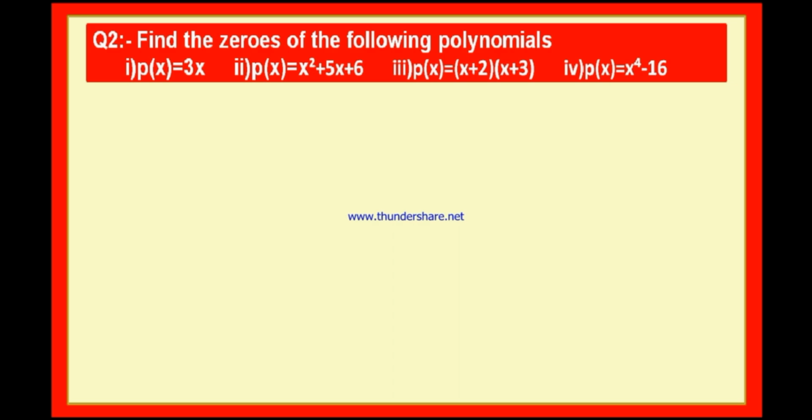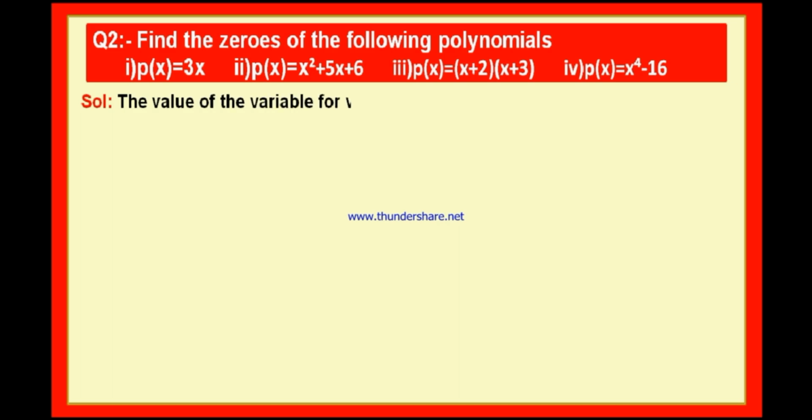I shall repeat. Find the zeros of the following polynomials. First bit, P of x is equal to 3x. Second bit, P of x is equal to x square plus 5x plus 6. Third bit, P of x is equal to (x plus 2) into (x plus 3). And fourth bit, P of x is equal to x power 4 minus 16.